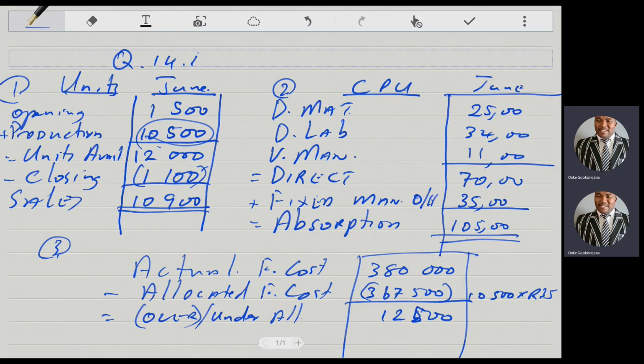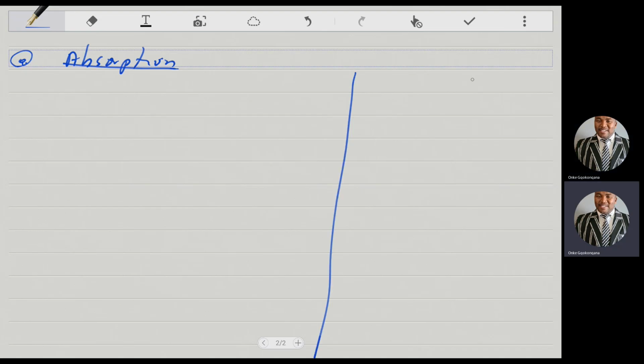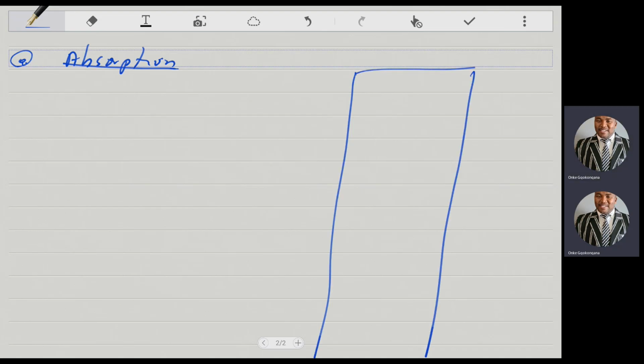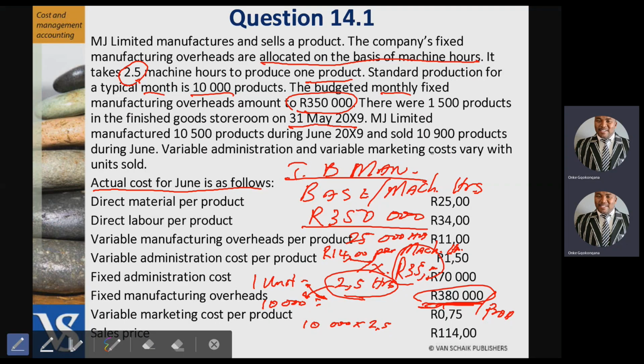So we've managed now to lay the foundation for the income statement. We can do the first requirement, where they say let's do the income statement according to the absorption method. We start with the sales. We do know that our sales are 10,900 units at a selling price of 114.